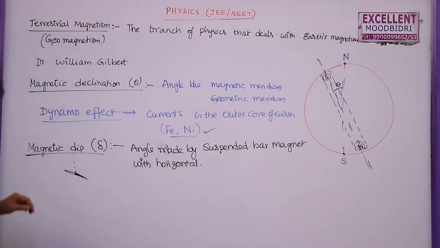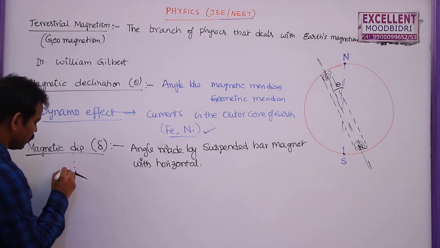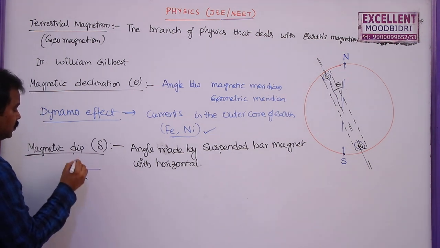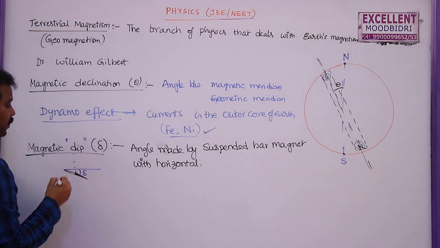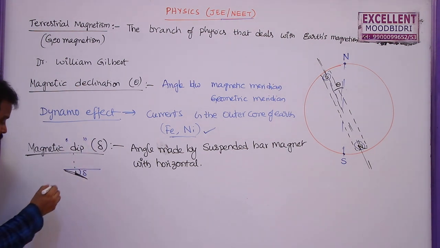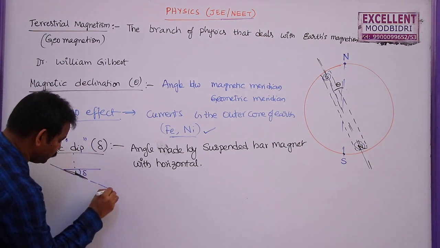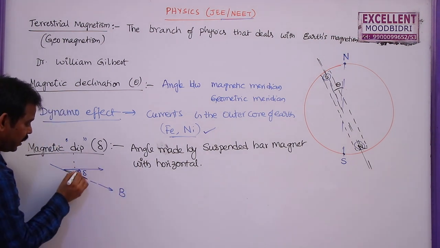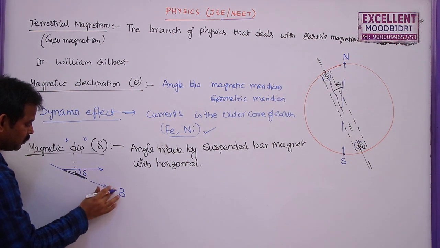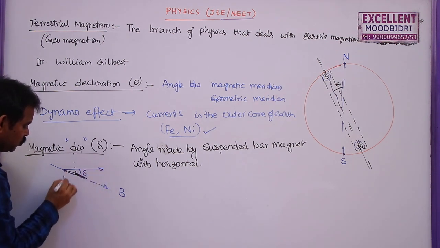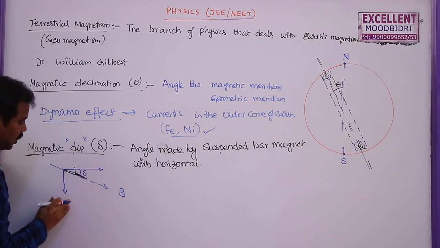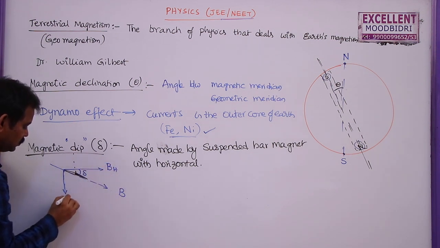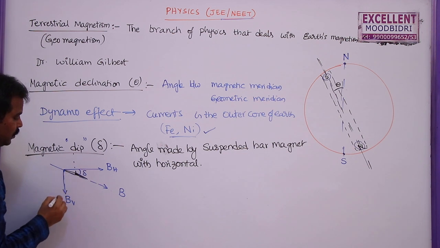Now what is the angle made by this suspended bar magnet with the horizontal? This is the angle, we call it the dip, or the magnetic dip angle. If this is the direction of the Earth's magnetic field, and this is the angle, it can be resolved into two components. One is along the horizontal, we write it as BH. One is vertical, BV.